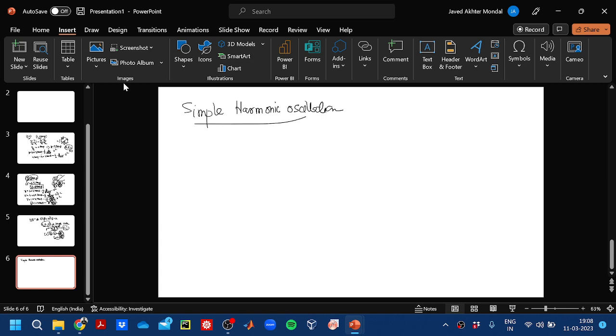Simple harmonic oscillation or something. So why do we treat simple harmonic motion so much in physics? Why do we give so much importance to it?